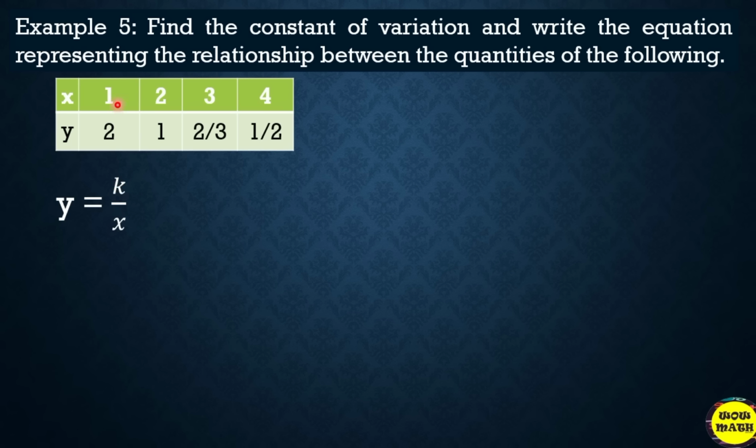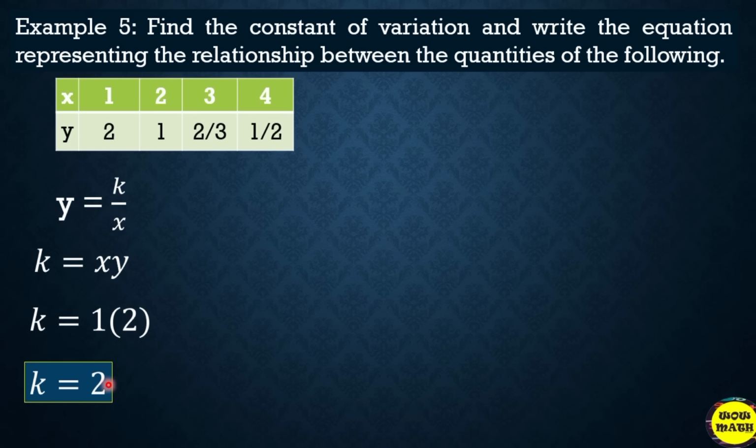So gamit itong ordered pair, no? If x is 1, y is 2. If x is 2, y is 1. If x is 3, y is 2/3. And if x is 4, y is 1/2. So, pwede tayo mamili dito para makuha natin yung constant. Okay, so the constant is x times y. So, syempre, kunin na natin yung una. If x is 1, y is 2. So, 1 times 2, the answer is 2. So, ibig sabihin, yung constant natin dito ay 2.